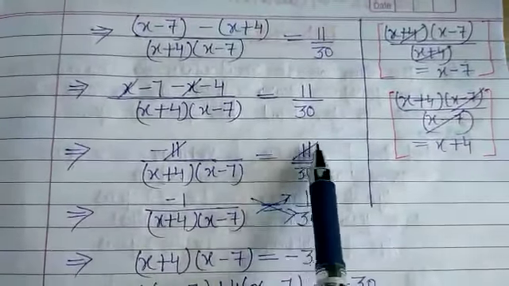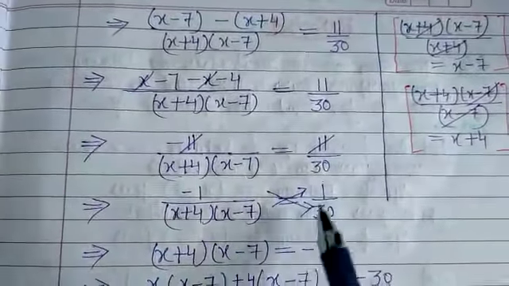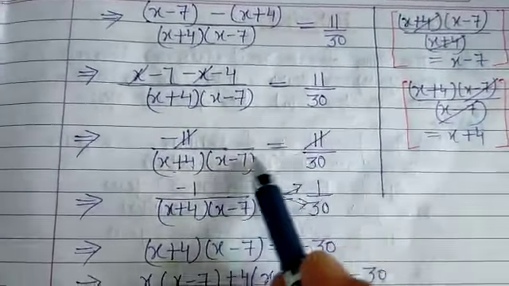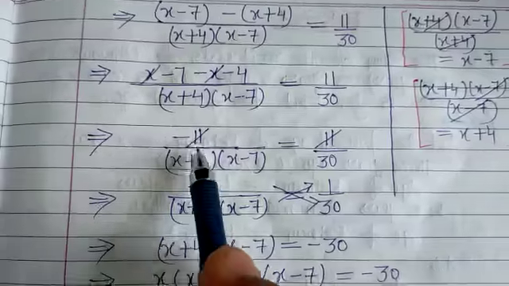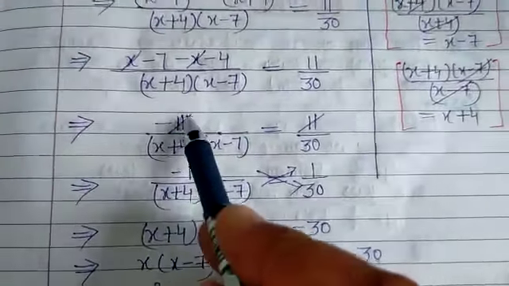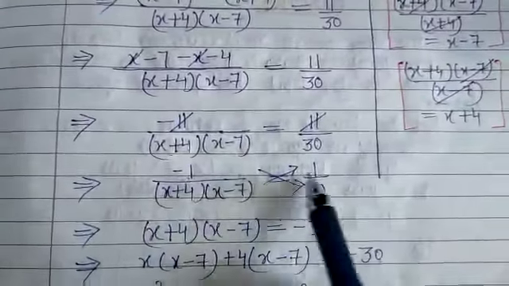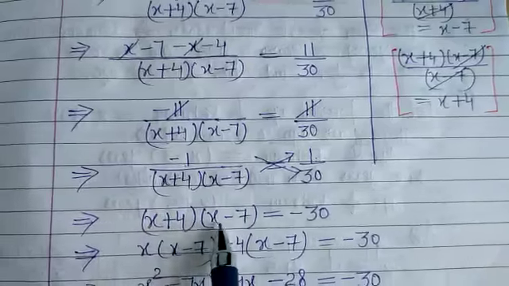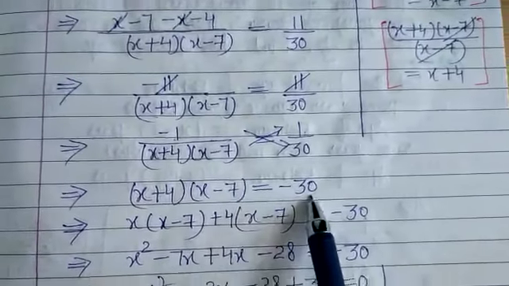So we get minus 11 upon x plus 4 into x minus 7 is equal to 11 upon 30. You see in the numerator there is 11 and there is also 11. So 11 and 11 will cancel out, and minus 1 will be left here and 1 will be left here. Now after this we will do the cross multiplication. It is coming x plus 4 into x minus 7 is equal to minus 30.